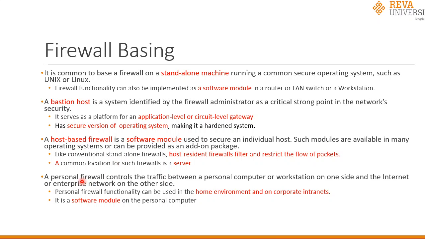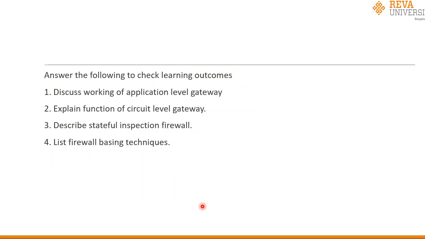Then a personal firewall controls the traffic between a personal computer or a workstation on one side and the internet or enterprise network on the other side. Personal firewall functionality can be used in the home environment, like when we use our laptops or desktops to connect to the internet, and on corporate intranets. This personal firewall is a software module which will be on the personal computer. So this is about firewall basing.